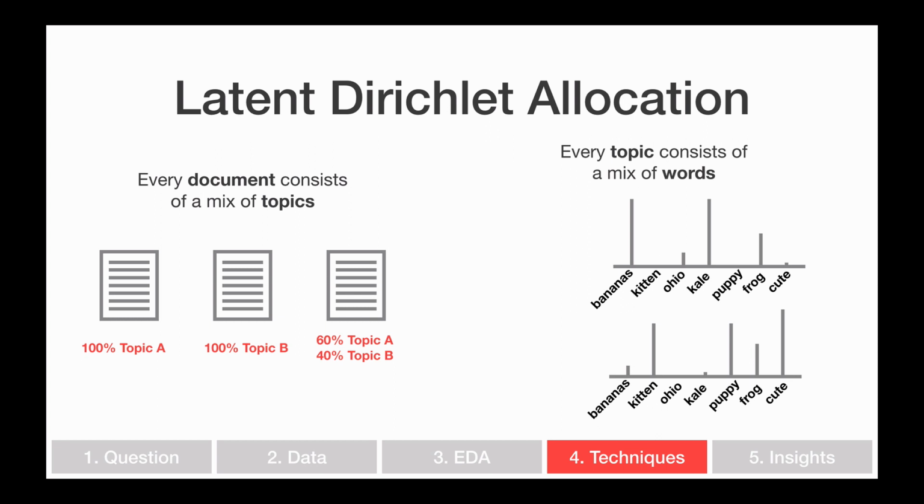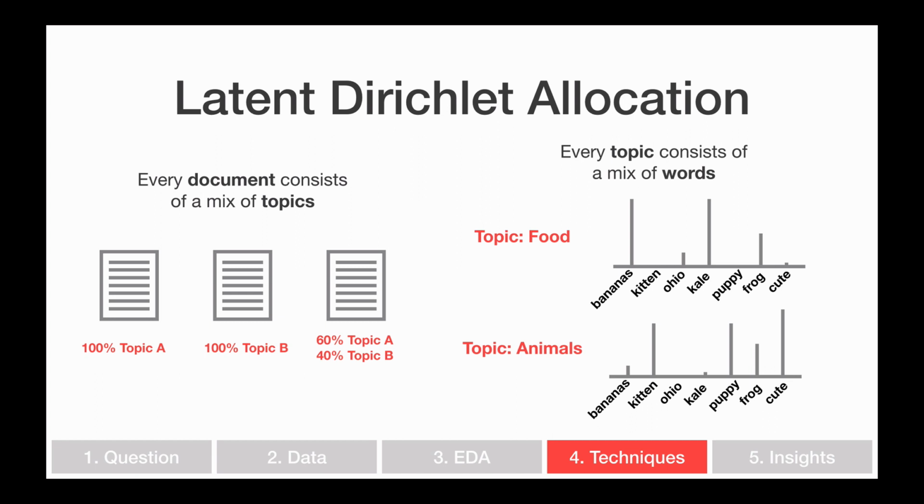An easier way to say that is every topic is a mix of words. So you'll see the topic at the top there. Those are all the words that are in our whole collection or our whole corpus of documents. And you can see that within the topic food, bananas occurs a lot and kale occurs a lot. And that's how you know that that topic is food. Then you have the topic of animals, and you see kittens occurs a lot, puppy and cute occur a lot. Okay, so that makes more sense for animals.